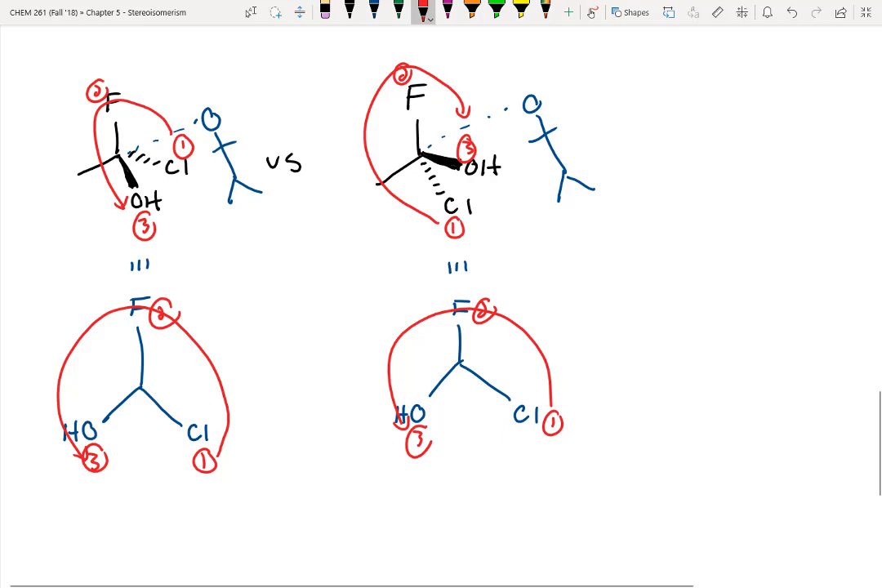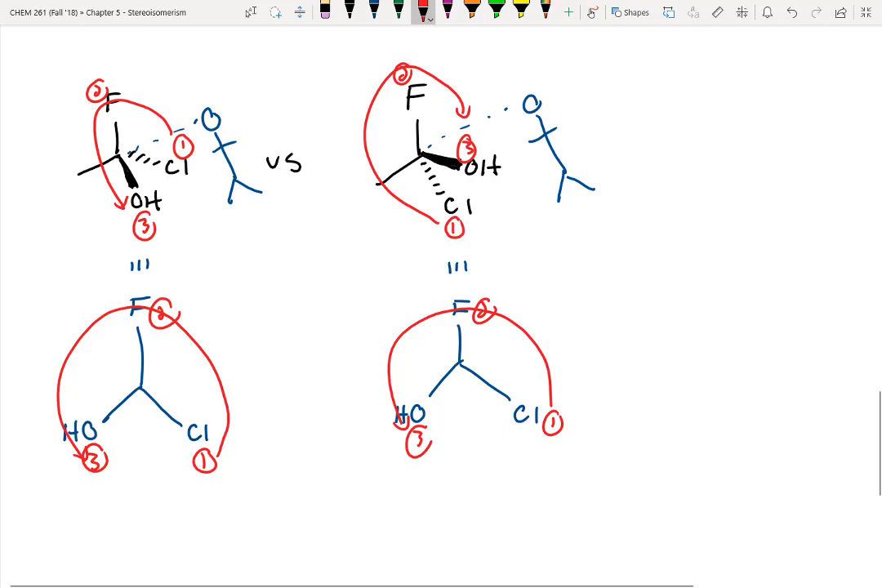Absolutely. Build the model, orient it so your lowest priority is sticking behind you, and then determine whether or not you're going clockwise or counterclockwise. That's perfectly acceptable. Yep. Can you give us the method where you flip two of the groups? Yeah, so if you read through the Klein textbook, he has this flip-flop method. Some textbooks do that. If that works for you, more power to you. I've found historically that the Newman projection, because we just learned it, tends to work pretty well for students, but whatever works for you.